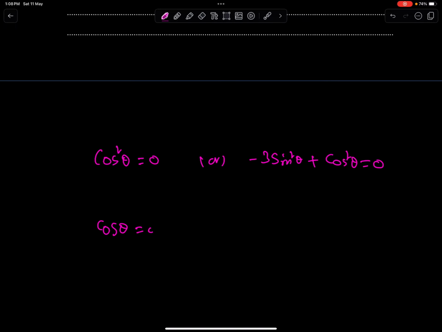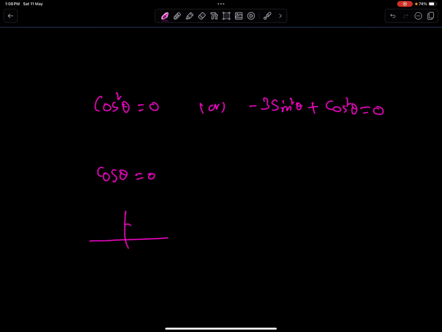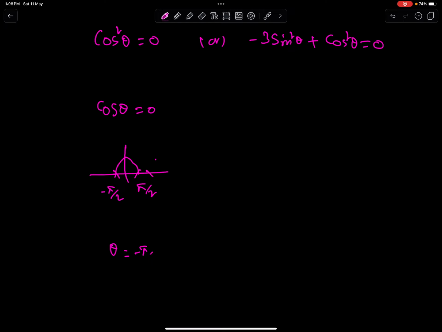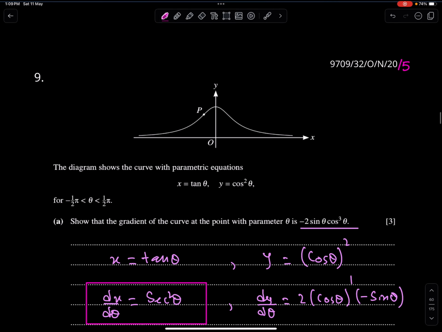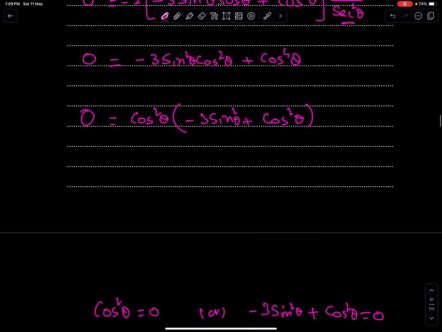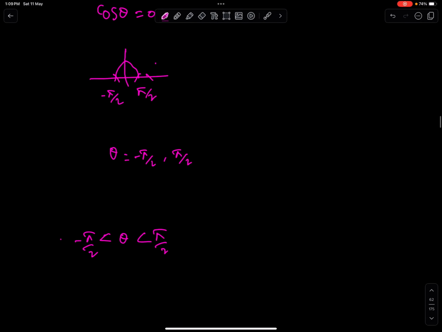This is cos theta equal to 0. Cos 0 is here and here and here. Since the domain is minus pi by 2 to pi by 2, this is minus pi by 2, this is pi by 2. So the answers are minus pi by 2 and pi by 2. But both answers are rejected. Why? Because both numbers are exclusive in the domain. Minus pi by 2 and pi by 2 both are exclusive. So these answers are not correct.